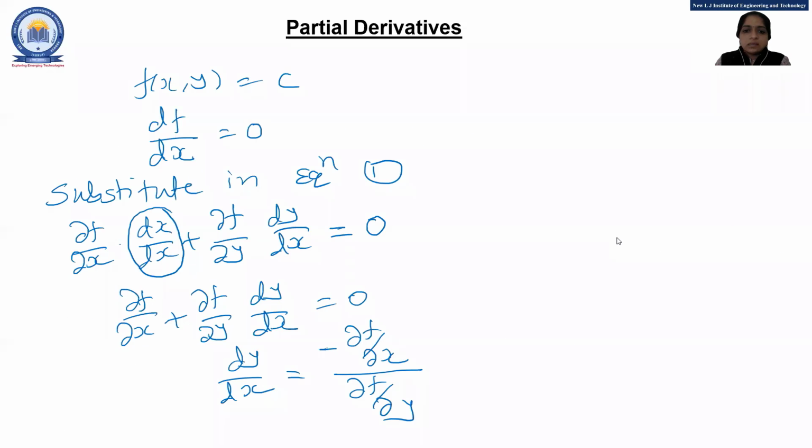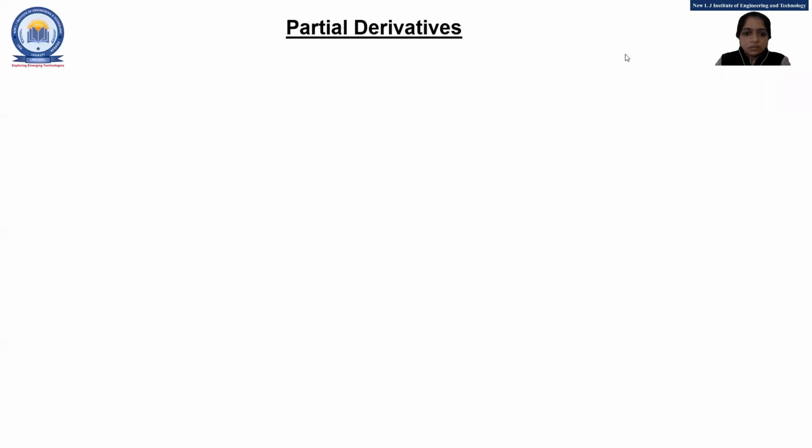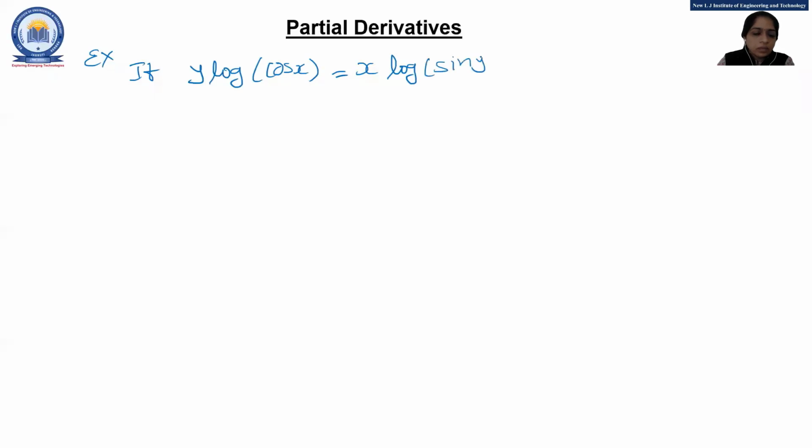So let's start the examples of implicit function. The first question is: if y log cos x is equal to x log sin y, find dy by dx. Here our given question is y log cos x is equal to x log sin y. So let's start the solution.